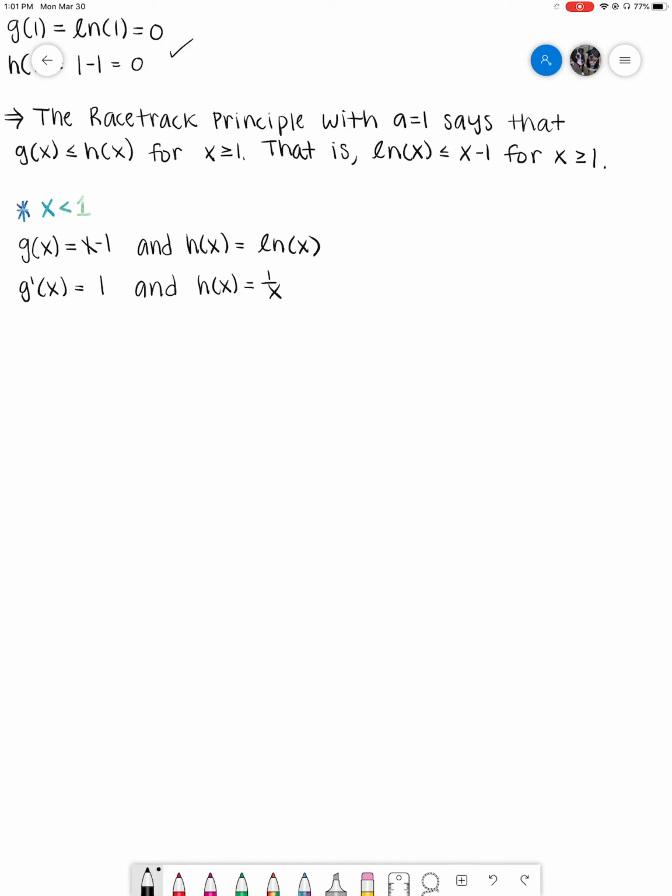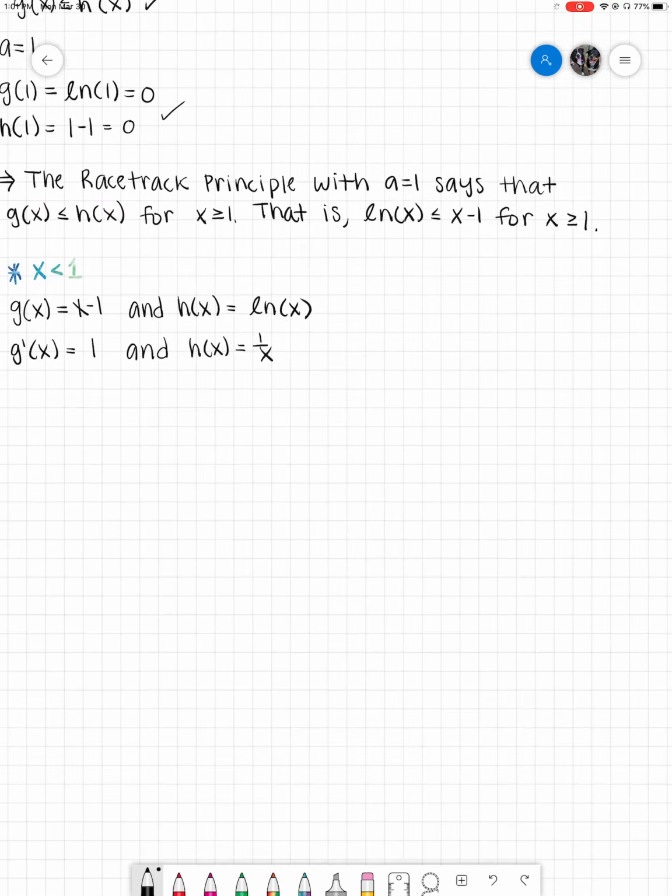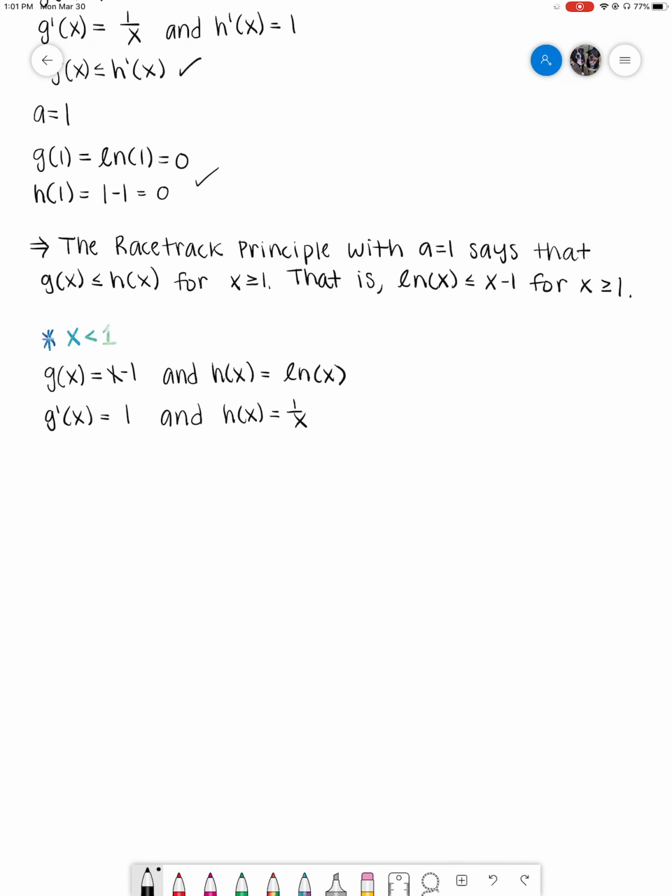So here, which one's greater? Well, if x is less than 1, then h prime of x is 1 over some number less than 1, so it's a number greater than 1. So h prime of x is actually greater than g prime of x, which, cool, is again what we needed for the racetrack principle. So g prime of x is less than or equal to h prime of x. Good. Now, instead of a equal to 1, we're going to say b is equal to 1, because b is now our end point, because we're going from, say, 0 to 1.